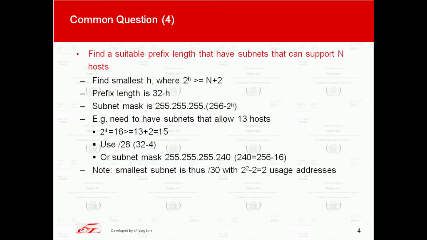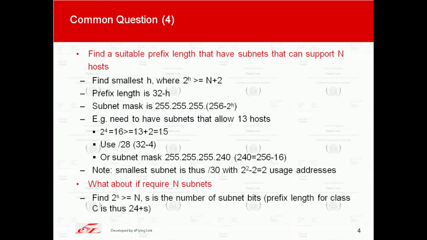The second kind of question is even more trivial. It requires you to divide a network number into at least n numbers of subnets. Then what should be the correct prefix length? Then you simply find a 2 to the power s, which is greater than or equal to n. Then s will become the number of subnet bits. I think I don't need to give you an example in this case.